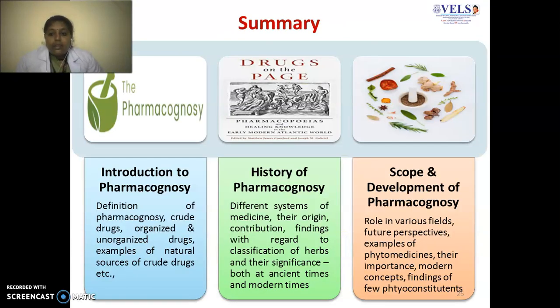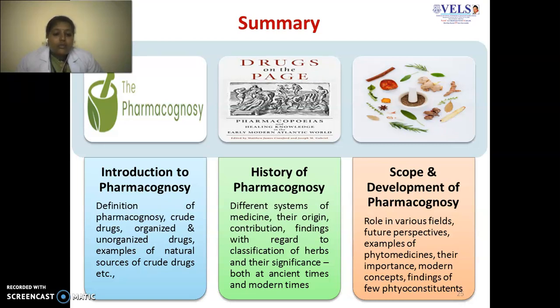So to sum up, the present topic has given a brief introduction about pharmacognosy, its definition, the meaning of crude drug, organized and unorganized drugs, and examples of crude drugs obtained from different sources like plant, animal source and marine organisms, followed by a brief introduction about the history of pharmacognosy, where the different systems of medicine have been discussed, their origin, contributions made by some scientists, and their findings with regard to classification of herbs, both in modern times as well as in ancient times.